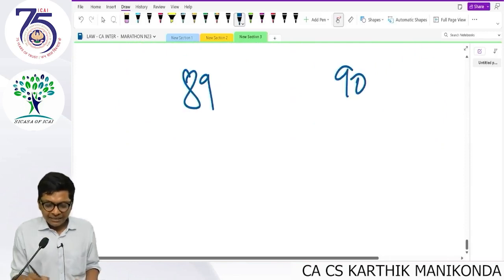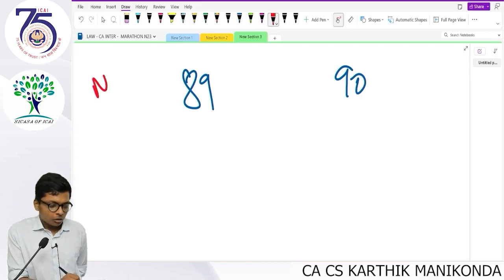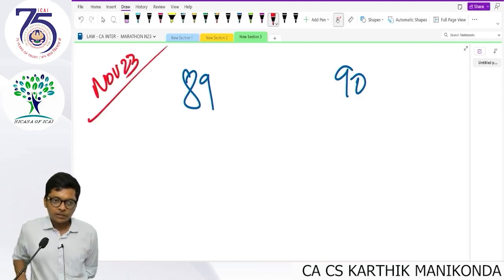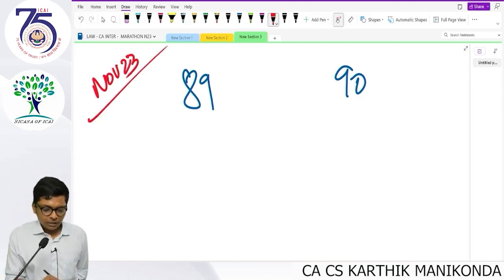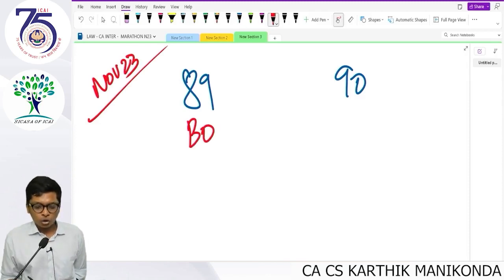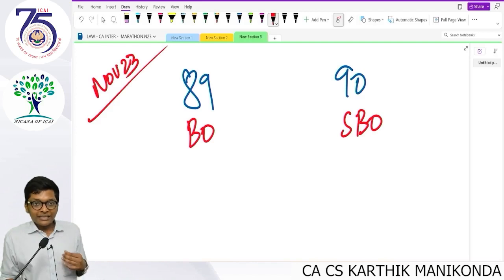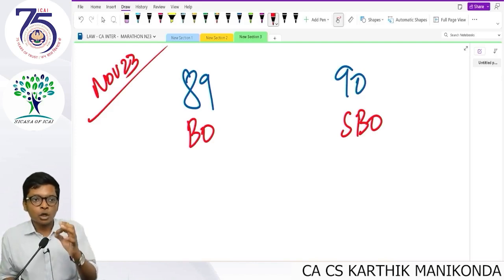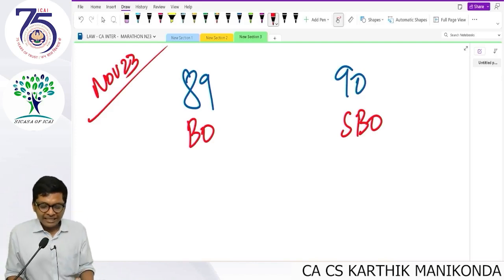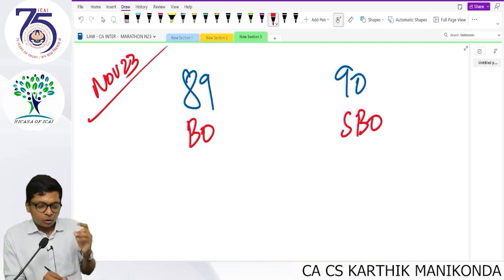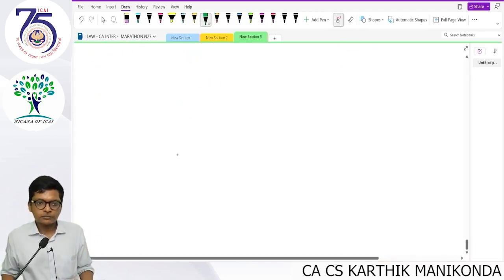Sections 89 and 90. Mark them as important for November 23. Never tested. 89 is BO and 90 is SBO. BO, under 89, means beneficial owner. 90 is significant beneficial owner. Sir, what is this? I'm not understanding.